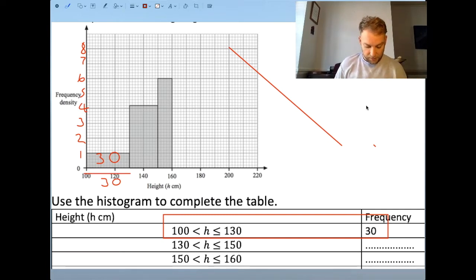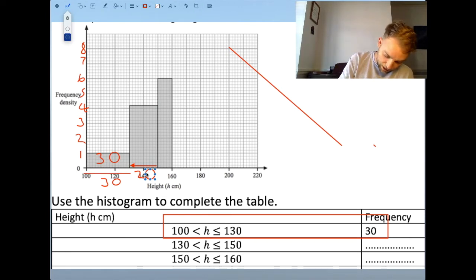because we're just finding out the areas of these rectangles. So the area of the second rectangle, sorry, is between 130 and 150, which is there. Now that's a width of 20, isn't it? So it's going to be 20 times, now we're going up here. Now we're going up to 4, aren't we? Well, there's 1 extra square, and 1 is split up into 5.